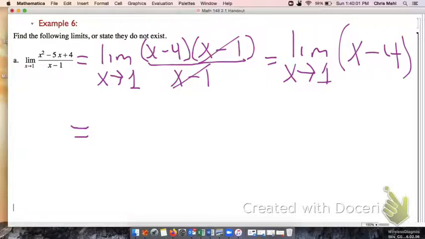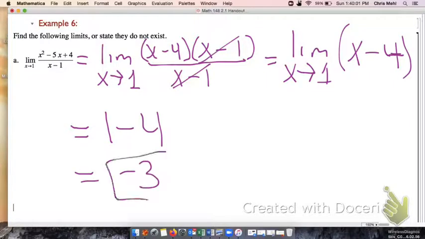Once I have simplified this function down to x minus 4, that's a polynomial, and it's defined at 1. Now the limit sign can go away when I plug in 1. The limit ends up being minus 3. Okay.